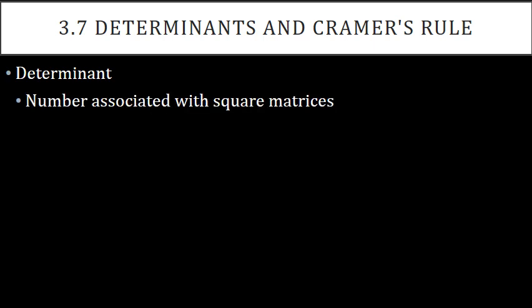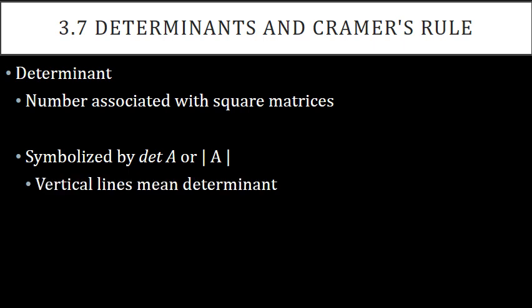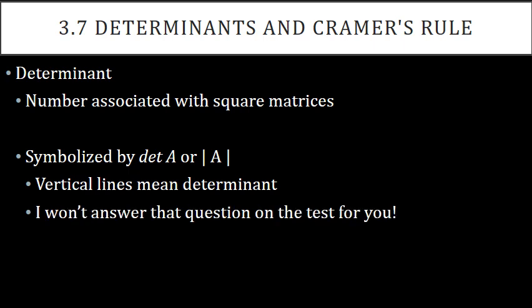To do these, we need to know about the determinant. The determinant is a number associated with square matrices. Different matrices can have the same determinant, symbolized by DET for determinant or absolute value bars around the matrix. The vertical lines, absolute value marks around a matrix, mean determinant.